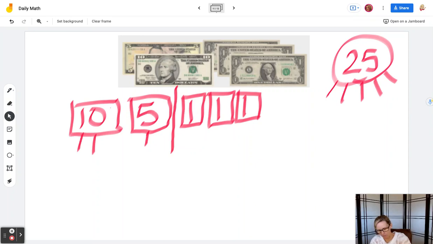If I go back and count these, 5, 10, 15, then I switch to my ones, 16, 17, 18. And instead of it being 18 cents like we've done before, it is $18. So I'll put my dollar sign. Let's try another one.